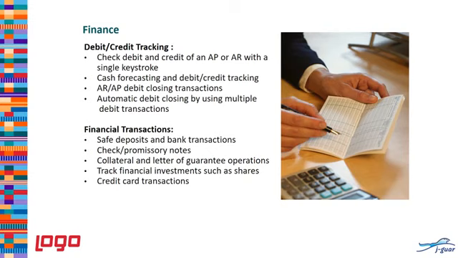Financial transactions that we talk about, you can have all the transactions available through safe deposits and banks, checks and promissory notes. You can have collateral, letters of guarantee. You can track financial investments as well inside the system. And with a lot of credit card and debit card transaction tracking, it can be done. Credit card tracking is again difficult because of the interest rates, because of the number of installments that can be done. So you can easily manage all of these inside the system, and you can see how much money and how much cash is pending outside and waiting.